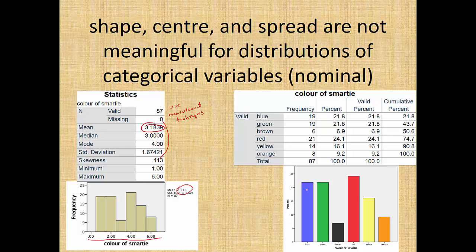Whereas if I investigate the frequency of each category, the valid percents, what I can see is that, well, looks like red's the most popular and brown Smarties are not very common or very popular, depending on what the question was.